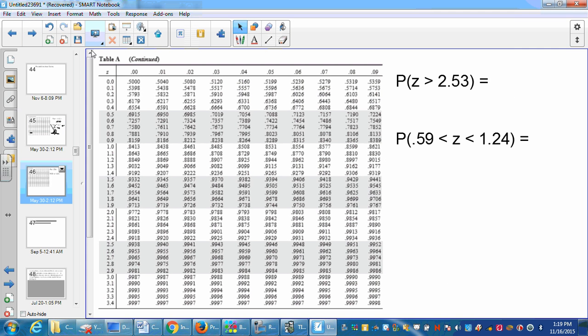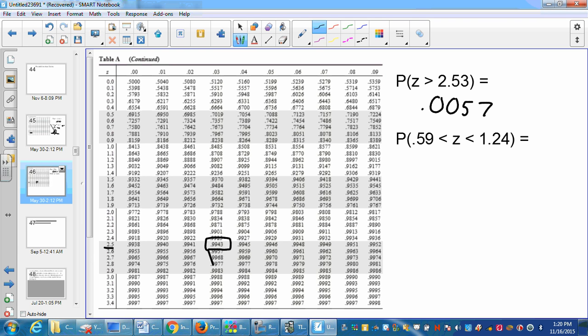All right, let's try some more. Now, the other one had negatives. Here's another table with z-scores that are positives. So if I want to find the probability my z-score is greater than 2.53, 2.5 is here, then 0, 1, 2, 3. And we know that 0.9943 is at or below. So now we just have to do 1 minus 0.9943 to get 0.0057.